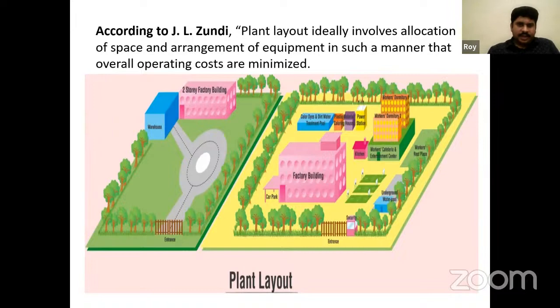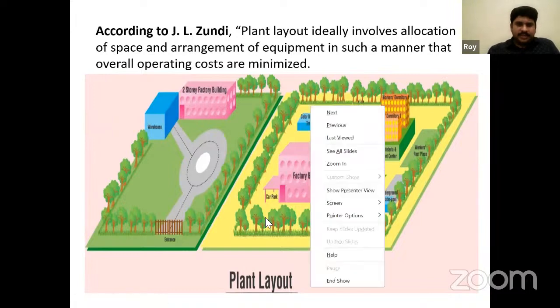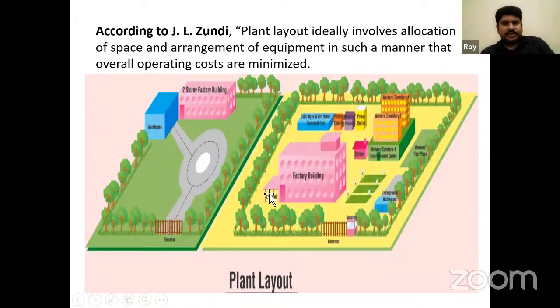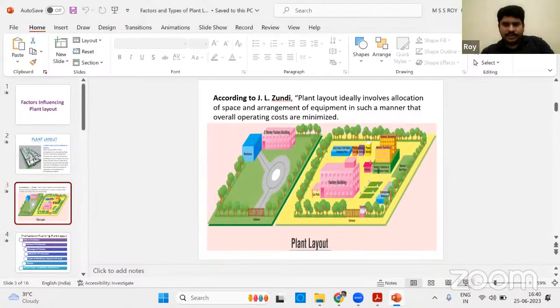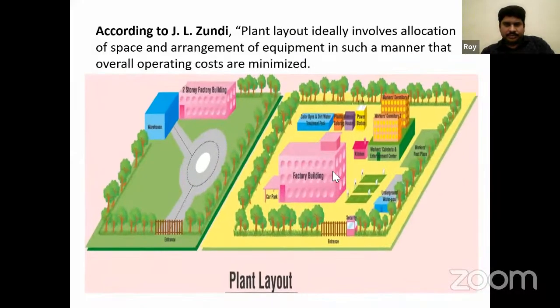Okay, right. In a simple sense, working capital means the day-to-day expenses. The amount which is required for the day-to-day expenses, we call it working capital. Even the operating costs, all these costs are also included in working capital management.